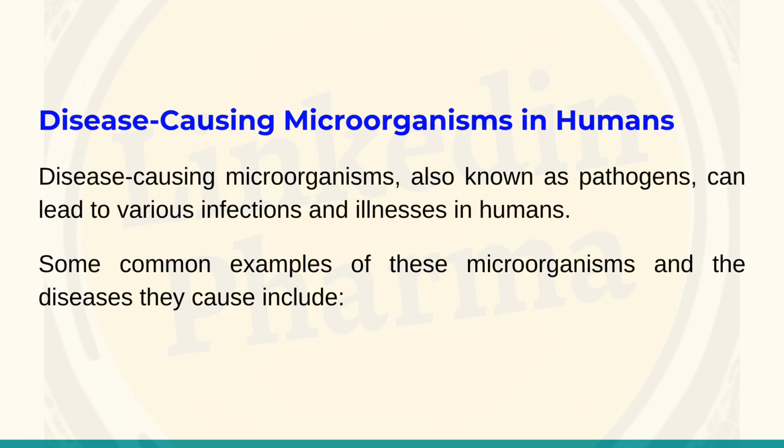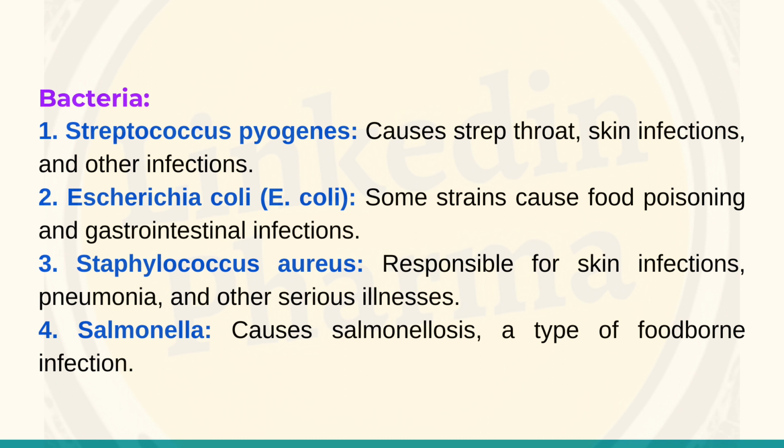Disease-causing microorganisms in humans. Disease-causing microorganisms, also known as pathogens, can lead to various infections and illnesses in humans. Some common examples of these microorganisms and the diseases they cause include: bacteria. Streptococcus pyogenes causes strep throat, skin infections, and other infections. Escherichia coli, E. coli, some strains cause food poisoning and gastrointestinal infections. Staphylococcus aureus, responsible for skin infections, pneumonia, and other serious illnesses.